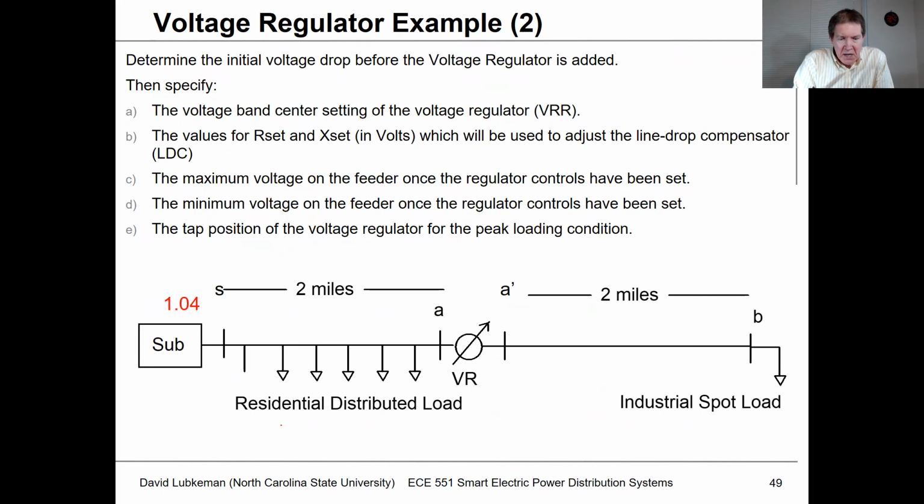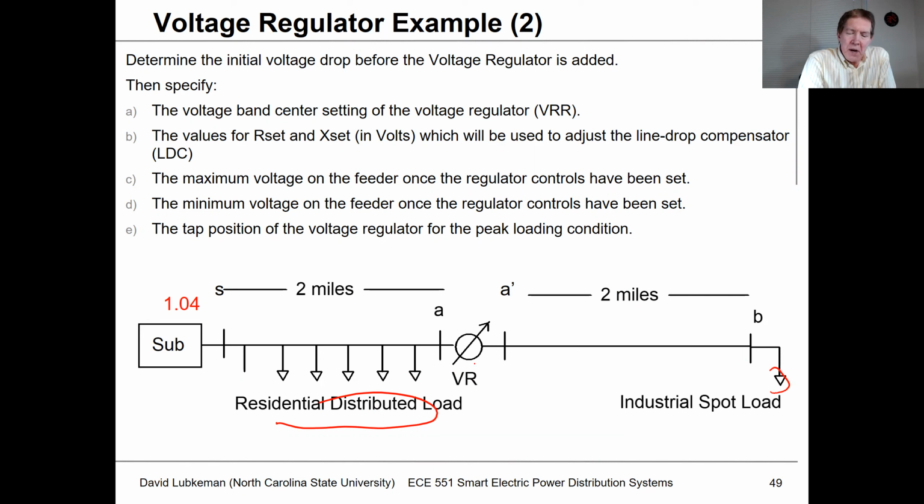Basically, I've got a substation, and then I've got two different feeder segments. The first feeder segment has residential distributed load, so this load's kind of uniformly distributed up and down the length of the segment. It's going to be 2 miles. The second segment is also 2 miles, where all the load is just at the end. On the right is what's called spot load, all the load in one place. Distributed load is where it's uniformly distributed up and down the feeder.